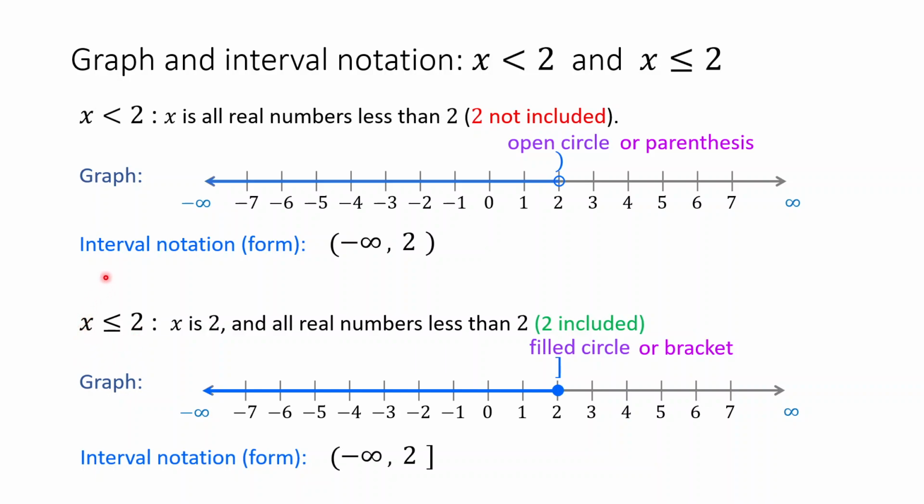So when you write in interval notation, if there is less than, the first number is negative infinity and the second number is this one. Here there is no equal sign, so you need to put parenthesis. Negative infinity, always put parenthesis. So here there is an equal sign, so you need to put bracket.